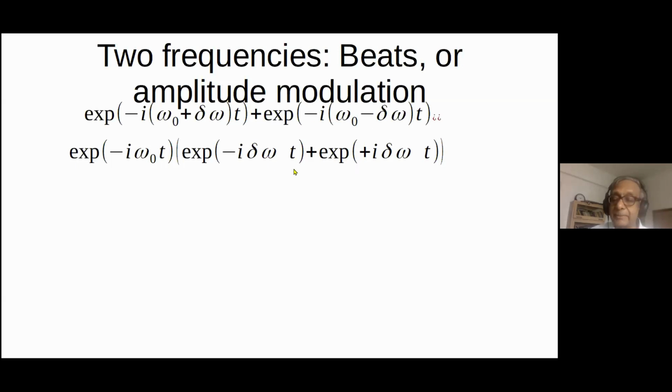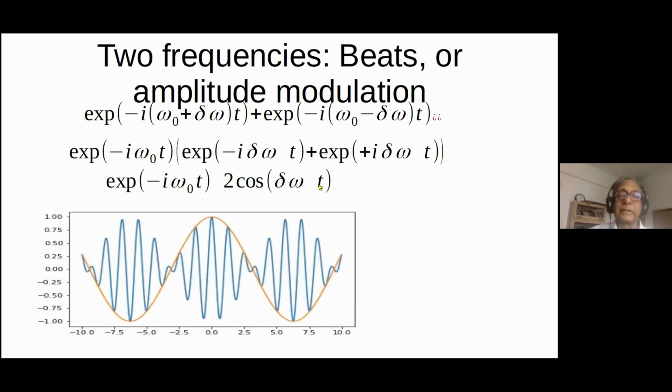And when you add them up, they become cos of delta omega t. Now remember, delta omega is supposed to be small, omega 0 is supposed to be large. So this is rapid oscillations, and this is a slow modulation. Okay. So that's what it looks like. The omega 0 real part, rapid oscillations, and the red line is the slow modulation.